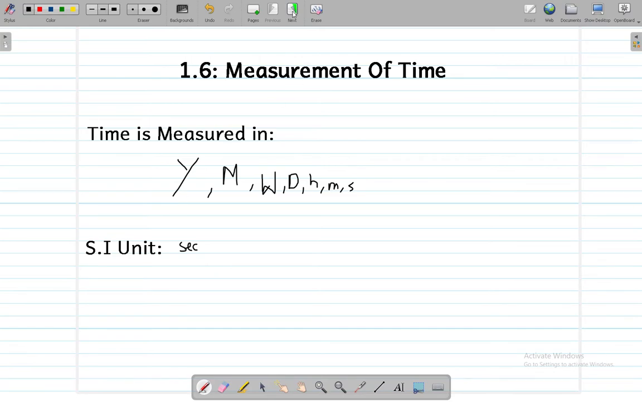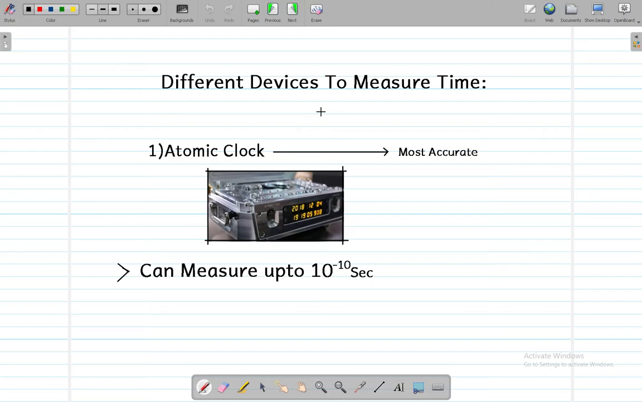Now let's look at most of the devices which are used to measure time. The first device we are going to look at is the atomic clock, which is the most accurate clock of all. Now as you can see in this picture, the time is measured from hours till this unit, which is after the second. Now at the top you can see the date plus the month and the year, and this shows how accurate the atomic clock is.